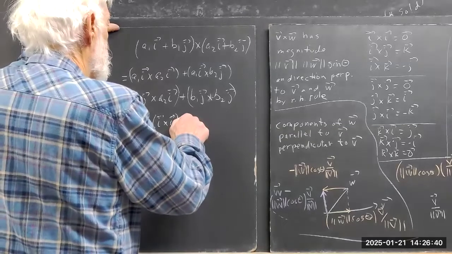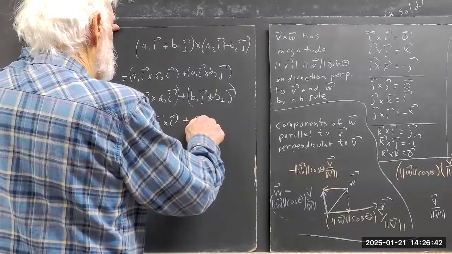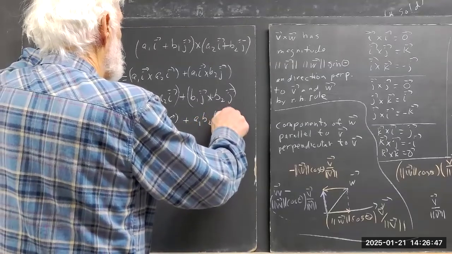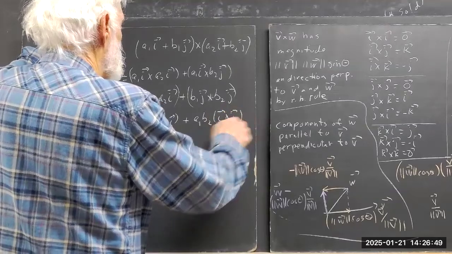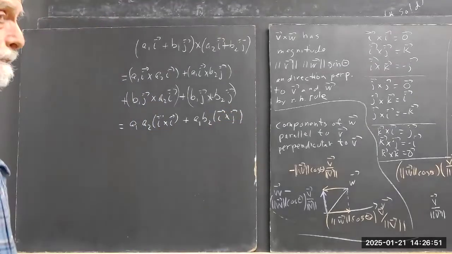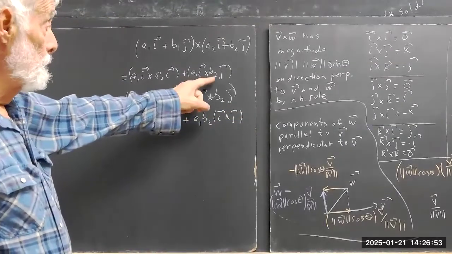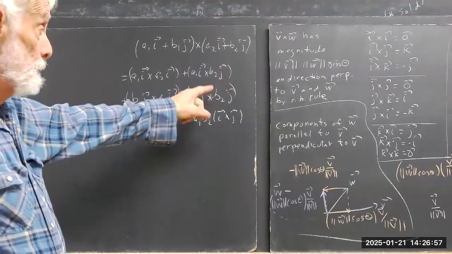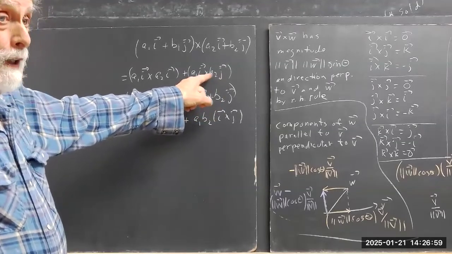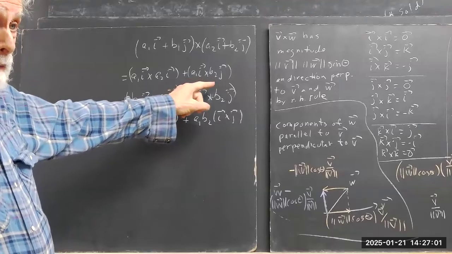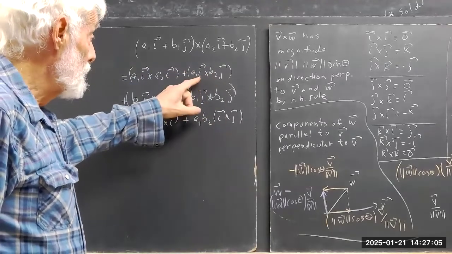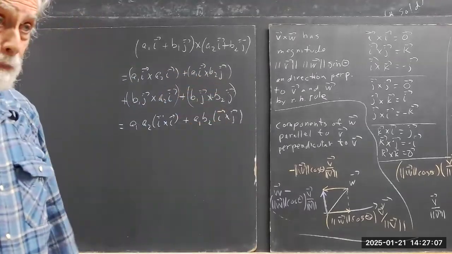And then I would have A1, B2 on I cross J, wouldn't I? I've got A1, B2, and I've got I and J, right? Cross product doesn't do anything to A1 and B2. They're just plain old numbers, okay? These are just numbers. I and J are the vectors.